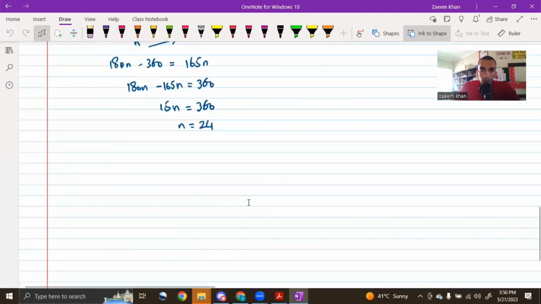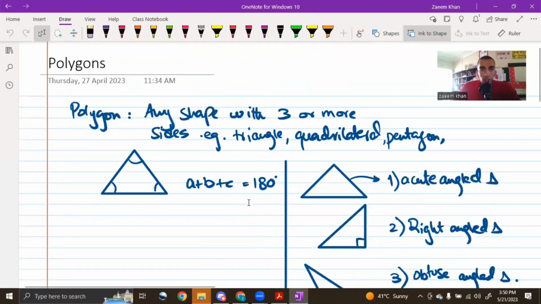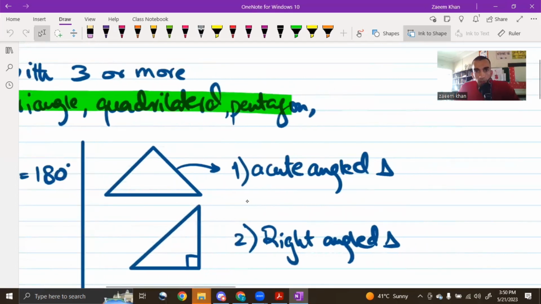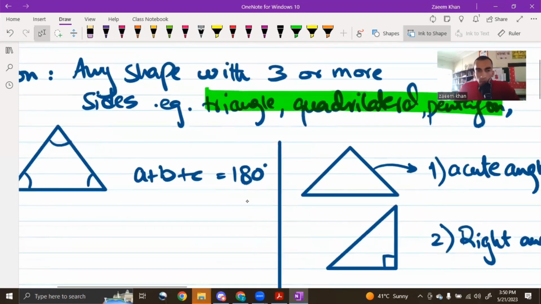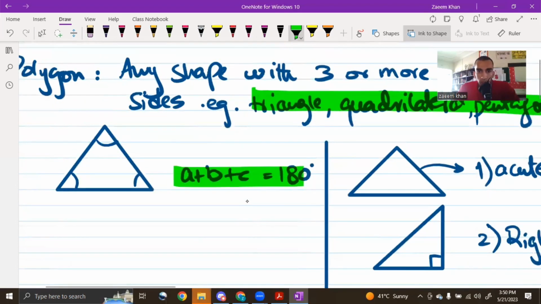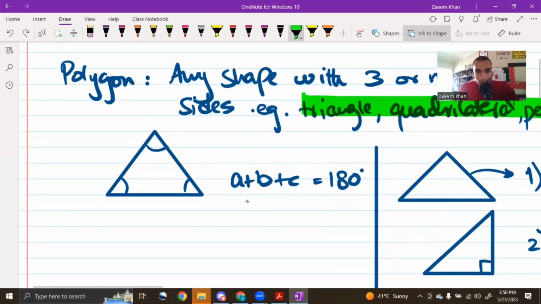A polygon is a shape with three or more sides. Any shape which has three or more sides. So a triangle, a quadrilateral, a pentagon, and so on, they're all polygons. So when we're referring to a triangle, what property do we have? That all of its angles add up to 180.